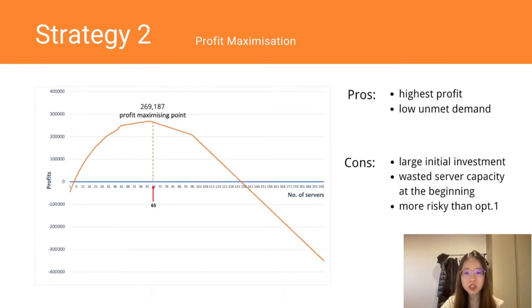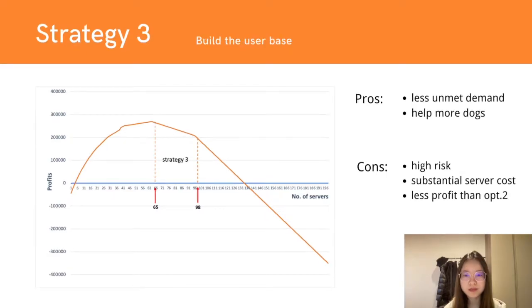So the second strategy we want to propose is to run 65 servers to achieve profit maximization. This strategy can further decrease the unmet demand, but increase the cost at the same time. What's more, 65 servers will generate a large free capacity in the first few months, which is kind of waste, and it is also more risky than option 1.